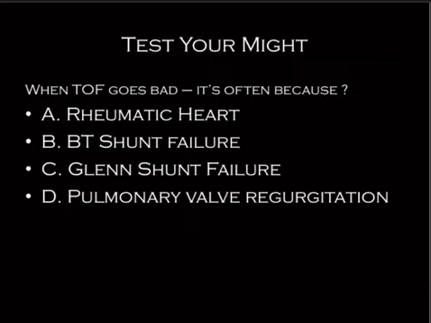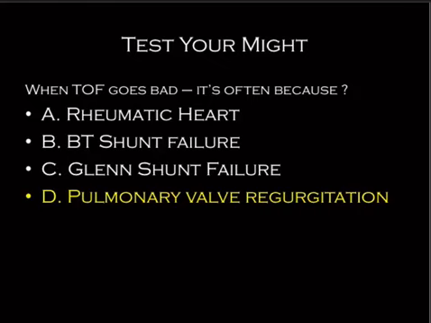All right. So when tetralogy of Fallot goes bad, why does it often go bad? We'll talk about this a little bit in the next lecture. But part of what they do when they repair it, because remember, how bad your disease is has to do with how bad your right-sided outflow obstruction is, so they will try to correct that. But what you can end up having is pulmonary valve regurgitation. So this is a common postoperative sequela.